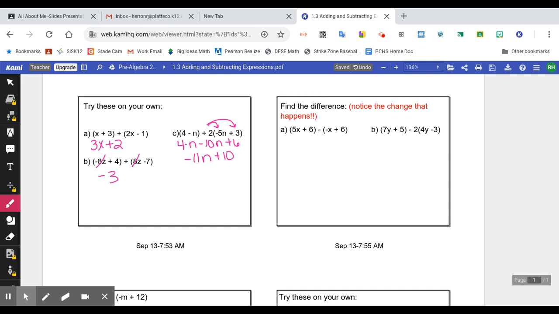Okay, so 3x plus 2, -11n plus 10, and then the z's cancel out here, so you're left with -3. Hopefully you got those correct.